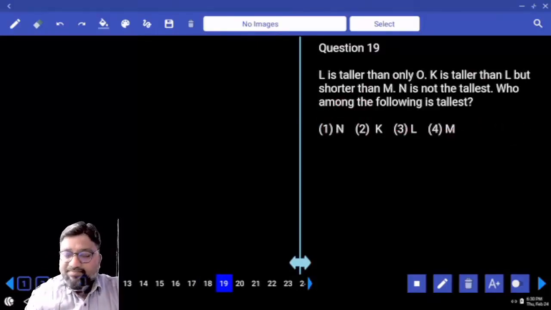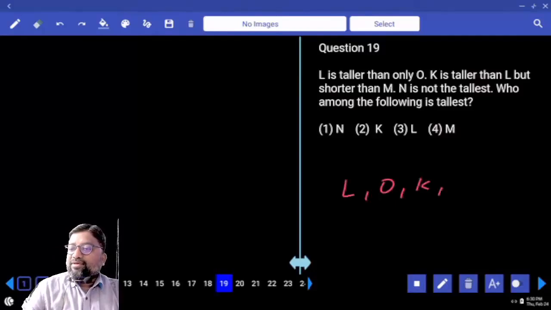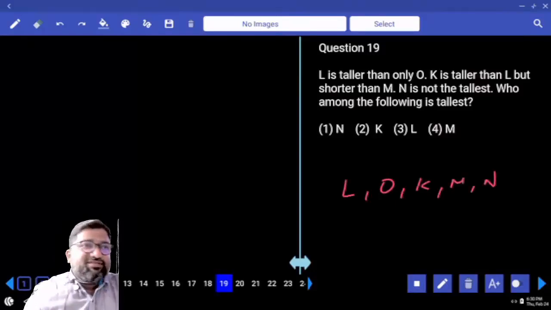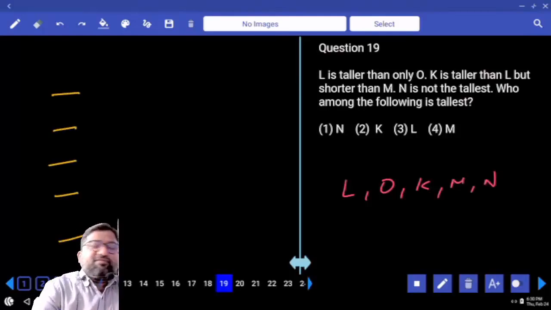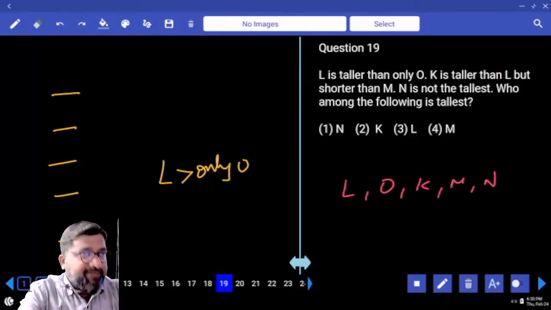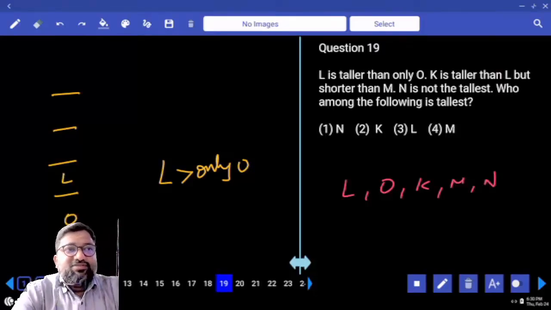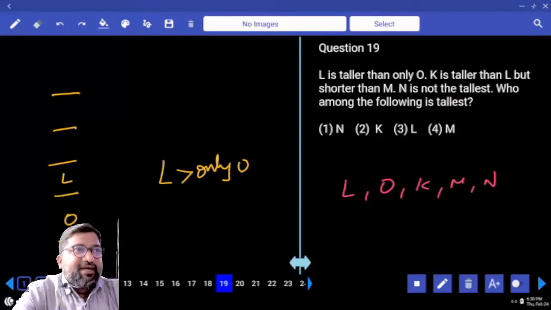Shall I do this? First tell me how many members are here. Information is given to us about how many members. L, O, K, M, N. Total number of persons, 5. 1, 2, 3, 4, 5. L is taller than only O. This is very important. Behind L, there is only one person. When there is only one person behind L, I can say L is the second person from last. Yes or no? There is only one person standing behind you. Obviously, you will be the second person from last. Next.